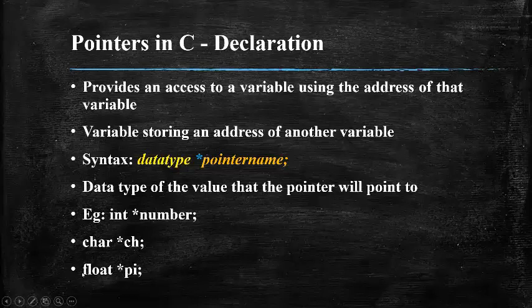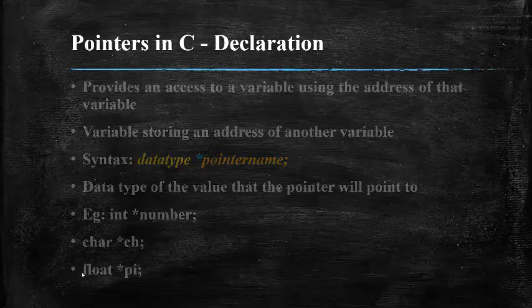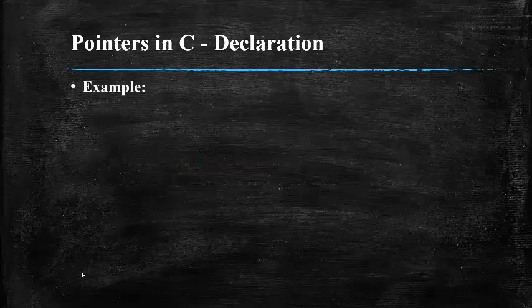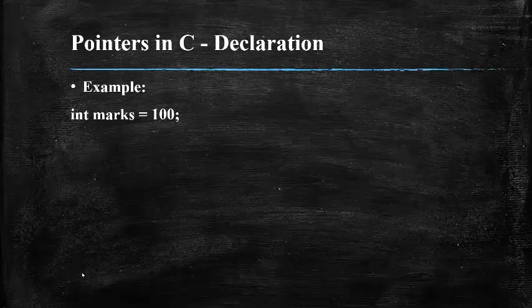We will discuss more with some examples, which will be convenient for you to understand. So I'm going straight to an example. Here I have declared a simple variable, marks, of integer data type, and that marks is holding a value of 100.